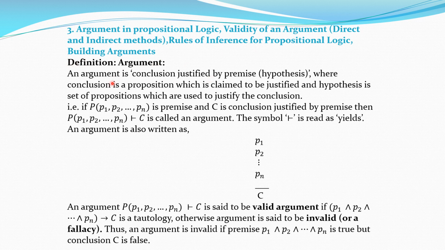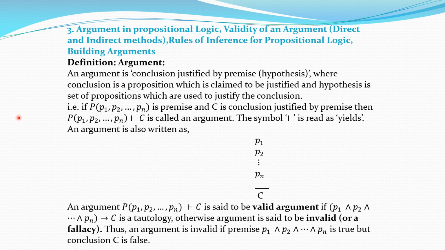Now, first we will see the definition of argument in logic. In real life also, we do arguments with each other. So, what is an argument in logic? An argument is a conclusion justified by premise, meaning hypothesis. So, we have to justify the conclusion by using the hypothesis, that is, given things or known things, that is premise. Where conclusion is a proposition which is claimed to be justified, and hypothesis is a set of propositions which are used to justify the conclusion. So by taking the support of that premise or hypothesis, we have to justify the conclusion.